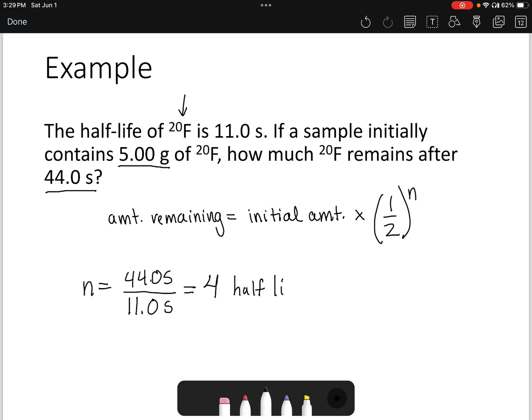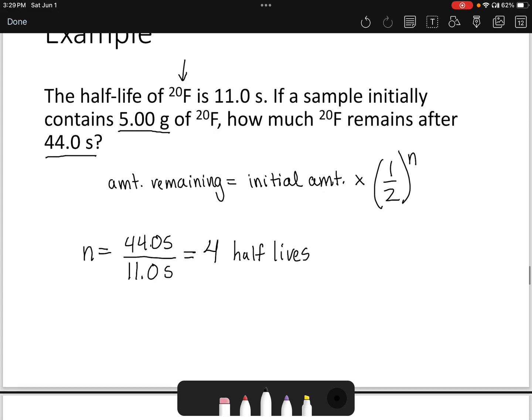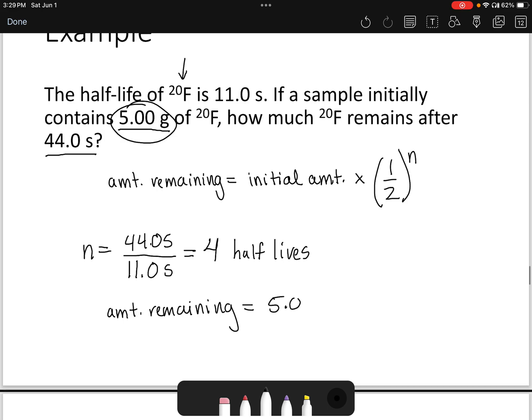All right, so we know that n equals 4. Now let's just plug in the rest of our information. The amount remaining after 4 half-lives is equal to the initial amount, which is 5 grams, times 1/2 to the 4th.